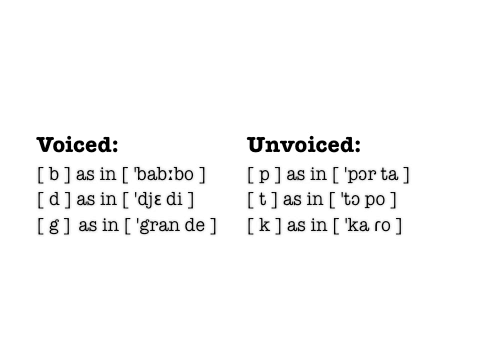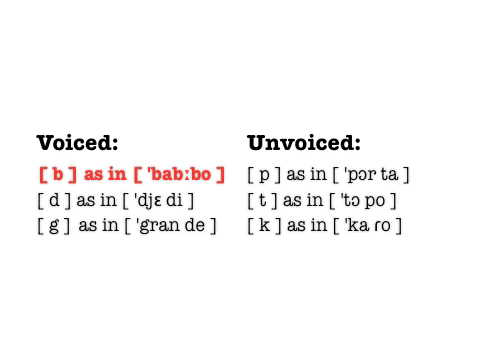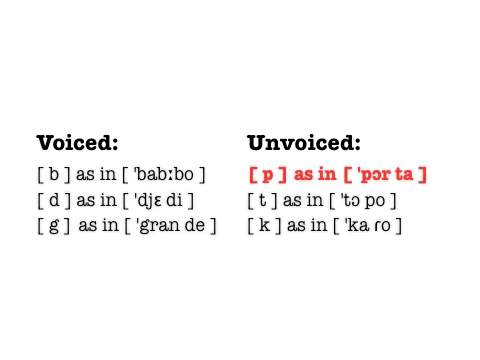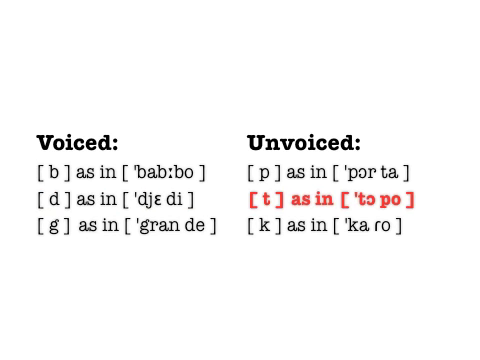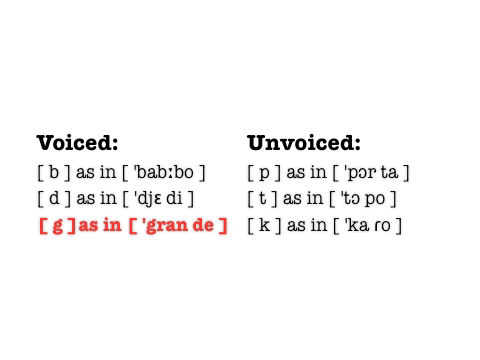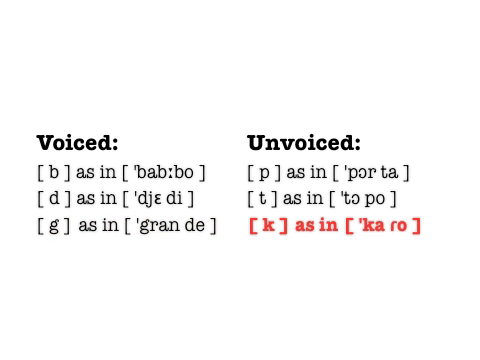The plosive sounds in Italian are b as in babbo, p as in porta, d as in diedi, t as in topo, g as in grande, and k as in caro.